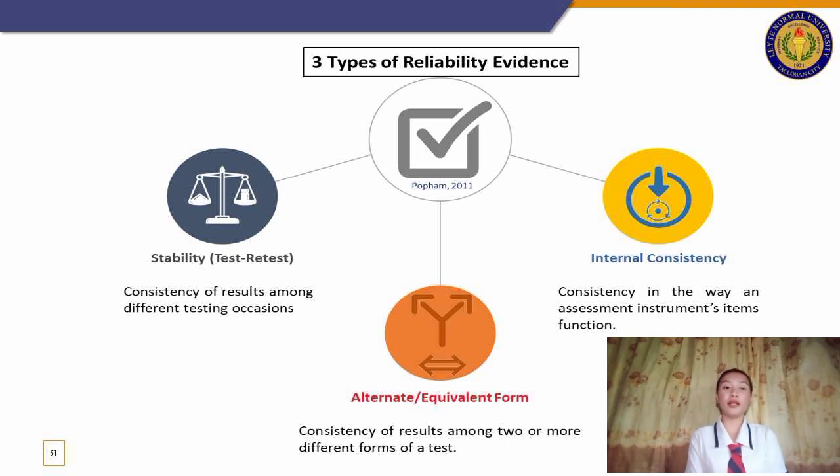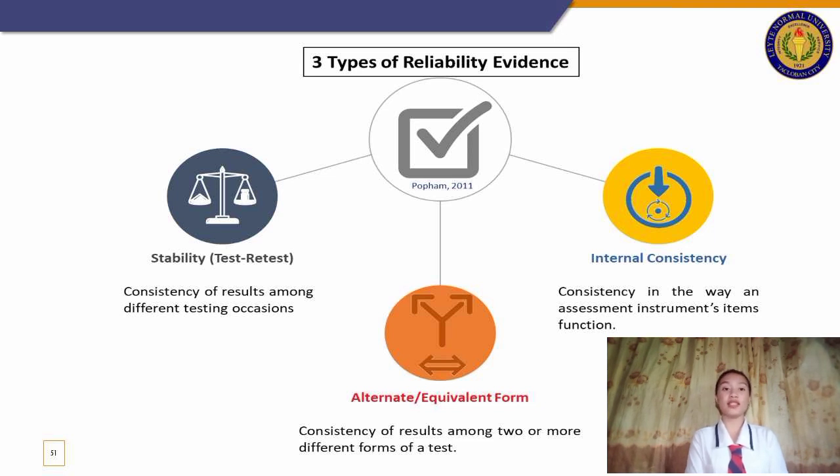The second one is stability, or test-retest. Stability or test-retest reliability evaluates the consistency of results over time. It involves administering the same test to the same group of individuals on two separate occasions and checking if their scores remain relatively consistent. This reliability type is essential when assessing traits or characteristics that are expected to remain stable over time, such as intelligence or certain personality traits. So the third one is alternate or equivalent form.